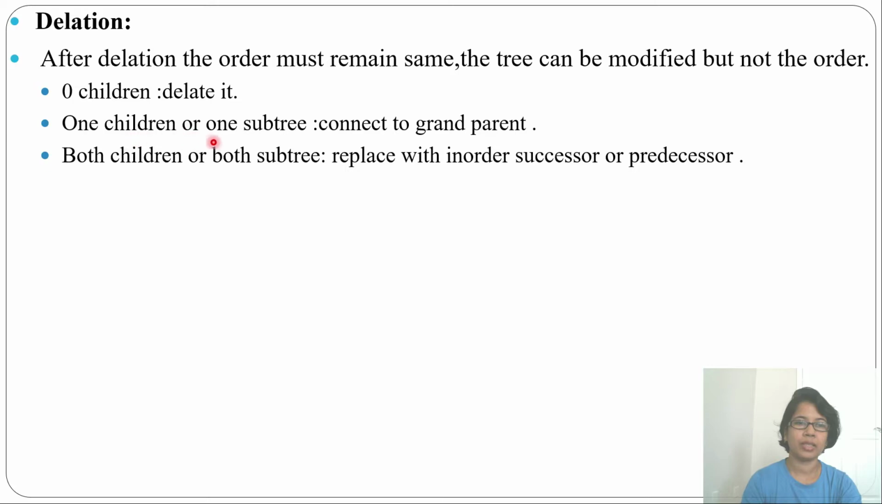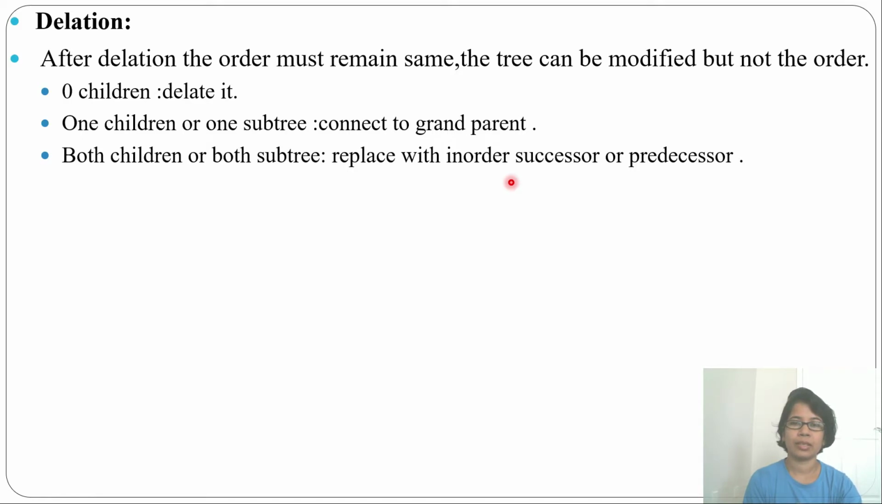If it is one child or one subtree, then connect to the grandparent. If there are both children or both subtrees, then replace with the in-order successor or predecessor. So what is successor? Successor means, in the right subtree, whichever is the lowest node, that is the successor. Or, if you are writing in-order, the next node of that is the successor.